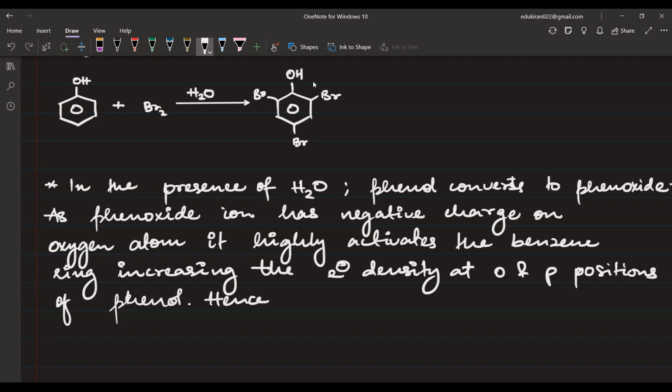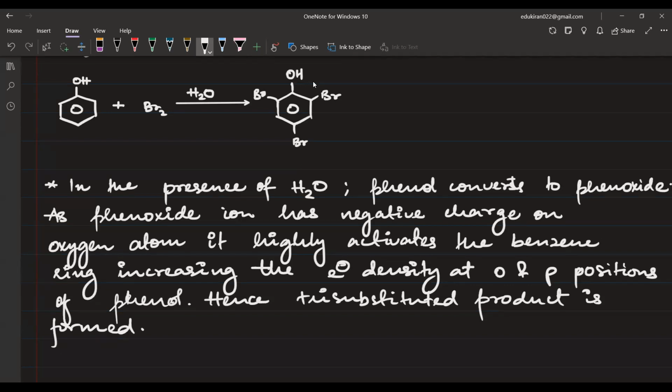Hence, trisubstituted product is formed. What will be the name of this one? This will be 2, 4, 6 tribromophenol.